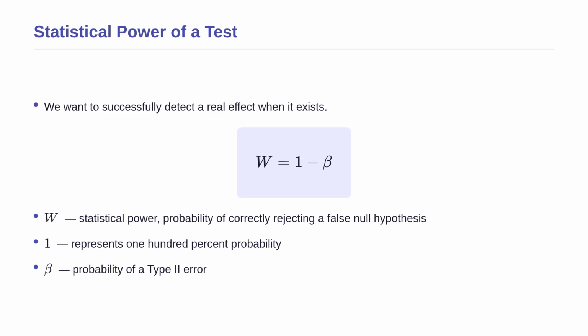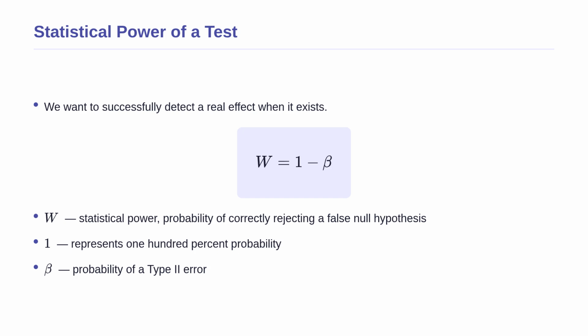Because missing a true effect is so costly, we calculate a metric called the statistical power of a test. Power is the exact mathematical opposite of a type 2 error. It measures our ability to find the truth when the truth is actually there to be found. The formula for power, denoted by the letter W, is simply 1 minus beta. Here, the number 1 represents 100% probability, and beta is the probability of a type 2 error.